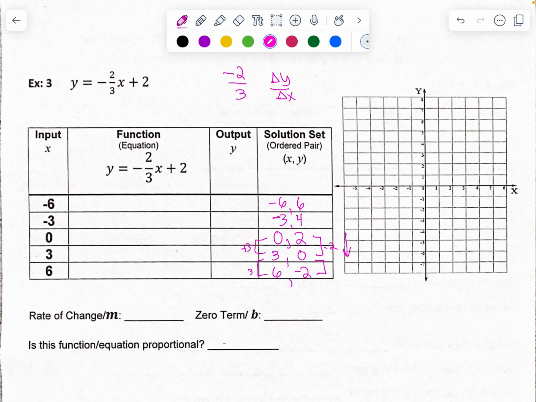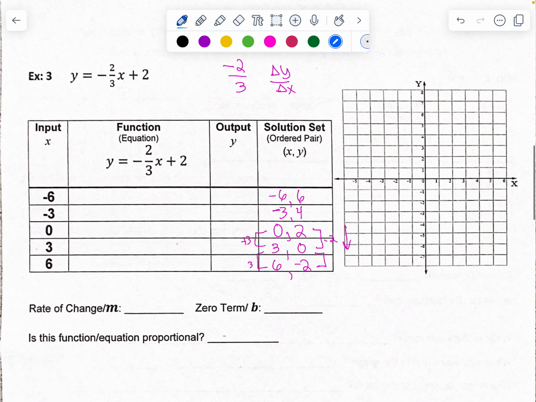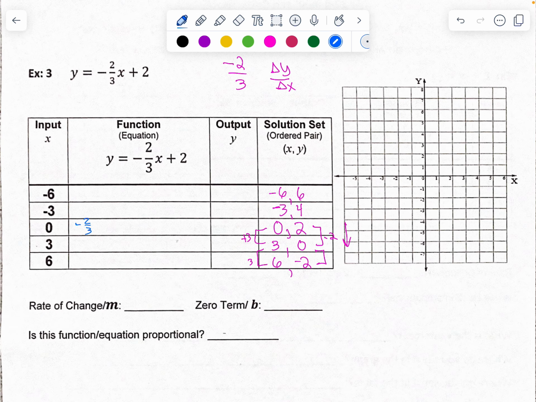Now let's see if the math works. And I will tell you it does work. So I do -2 thirds times 0 plus 2. Anything times 0 is 0. So I just have a 2. That one checks out. -2 thirds times 3 plus 2. A negative times a negative is a positive. That scratches out. -2 plus 2 is 0, so that works.